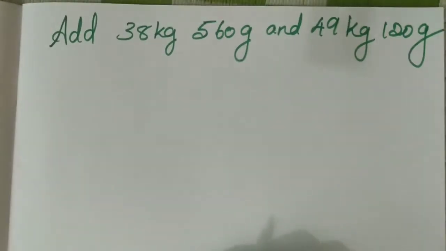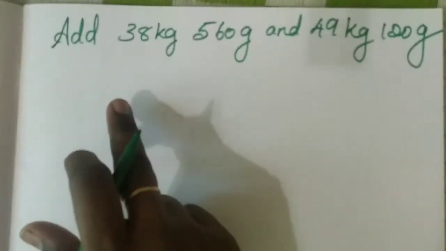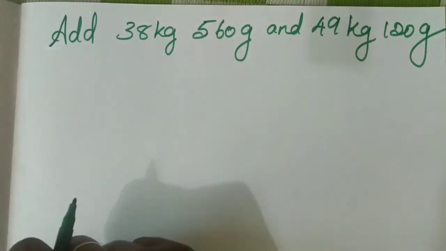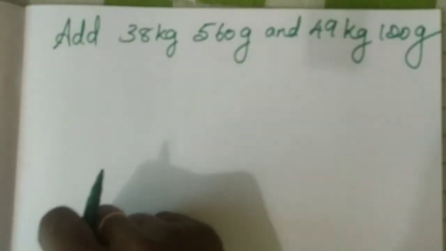Our next section is addition of metric measures. In this addition of metric measures, the question is: add 38 kg 560 gram and 49 kg 120 gram.